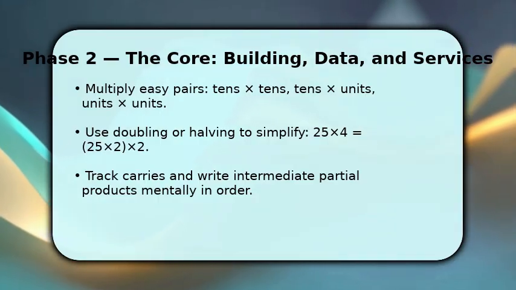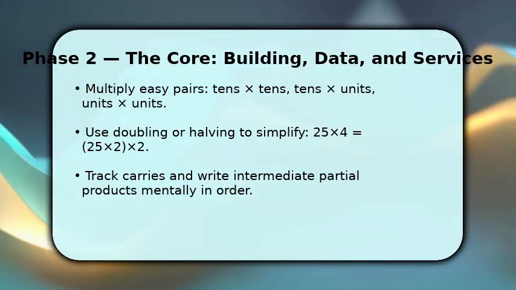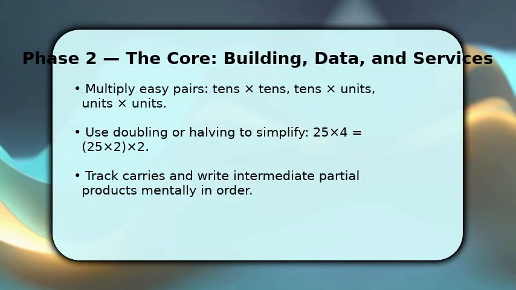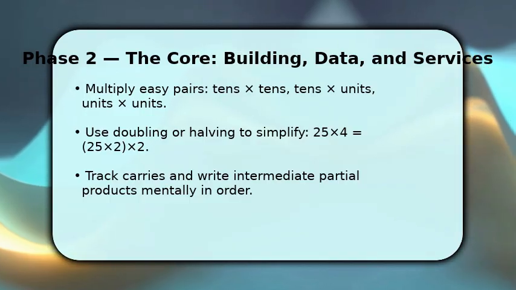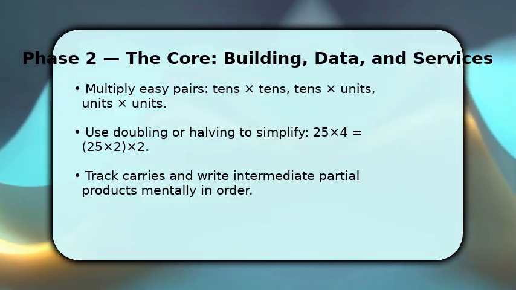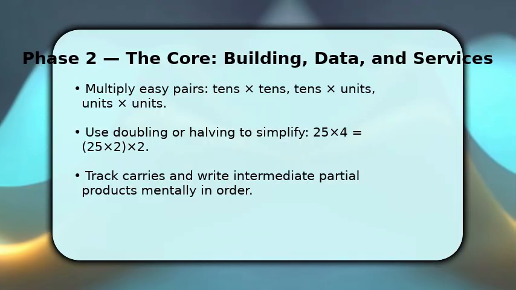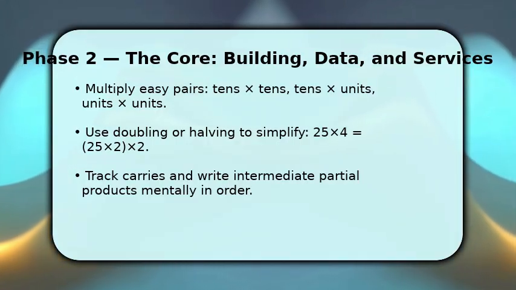As you compute each product, note carries and keep partial results in sequence so you can sum them later without confusion. Make sure to use your initial estimate to check magnitude. If a partial product is far off, reevaluate that step immediately.